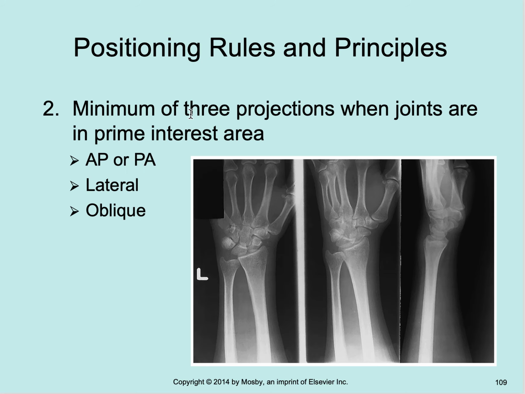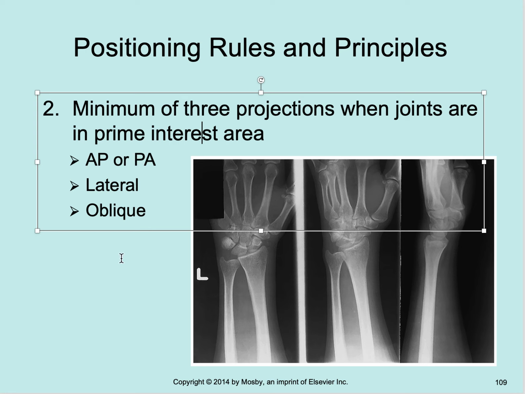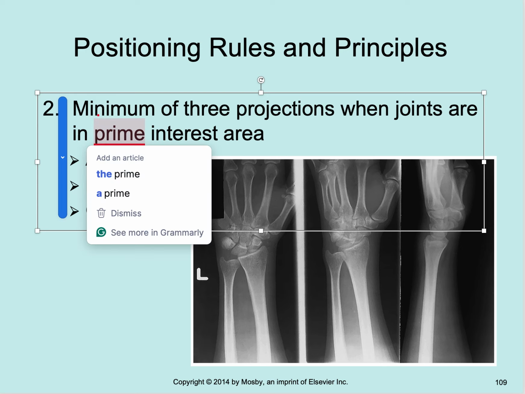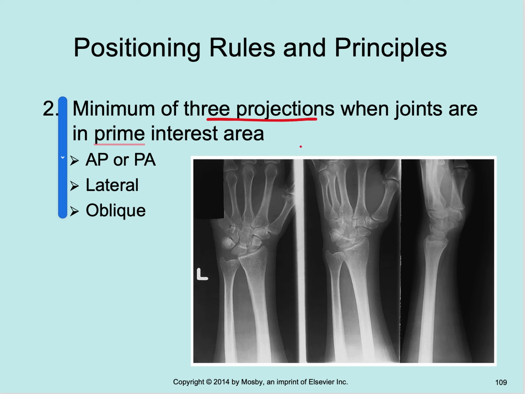So, positioning rules and principles, minimum of three projections when joints are of prime interest in the area. So when your joint is of interest, so it's not a trauma, it is joint pain, can't move, something like that, then you have a minimum of three images where you're going to do AP or PA, a lateral, and an oblique. So non-trauma, joints, three images.